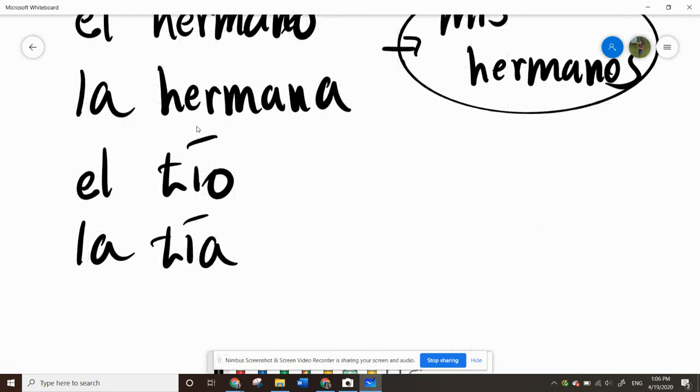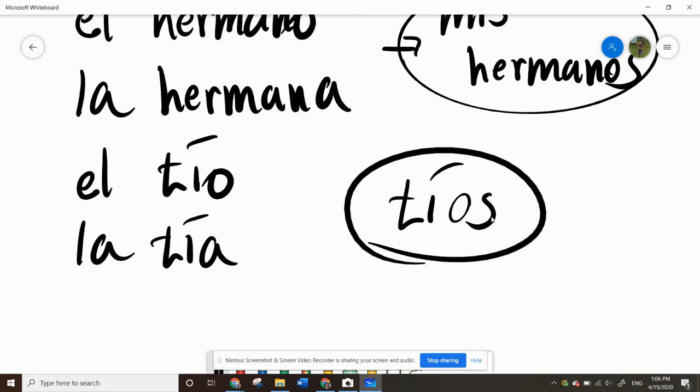All right, we have another one, tío and tía. This is uncle, this is aunt. So if you just want to say my aunts and uncles, you could say mis tíos. And that could mean just uncles. It could mean aunts and uncles. So if you have 20 aunts and uncles, you could say, yo tengo 20 tíos.